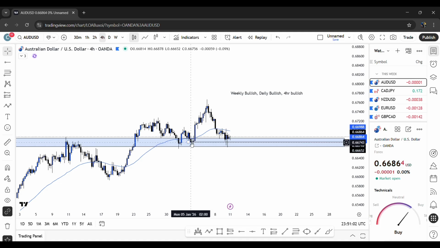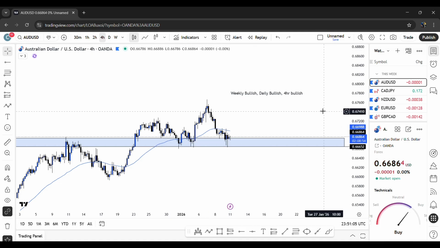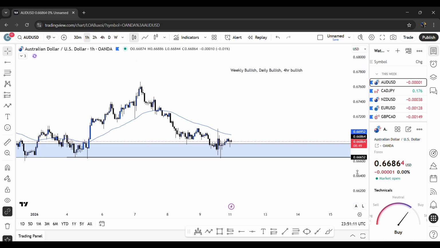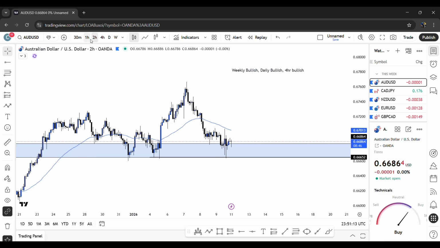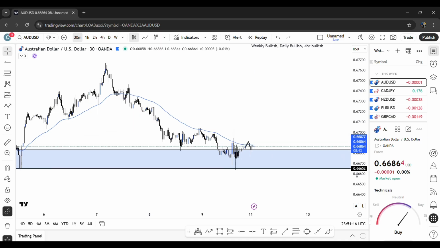So hopefully tomorrow we can enter on AUD USD if it gives the signal on the smaller time frames, like 2 hour, 1 hour, or 30 minutes, whichever one is clear.